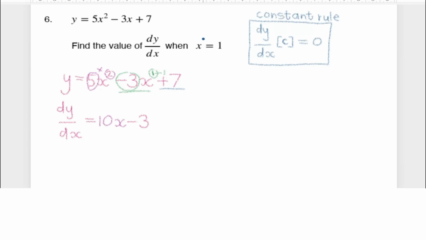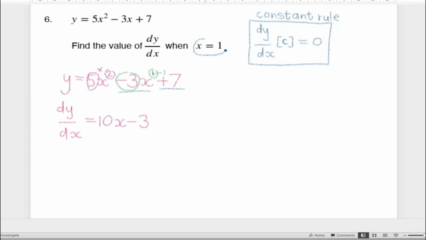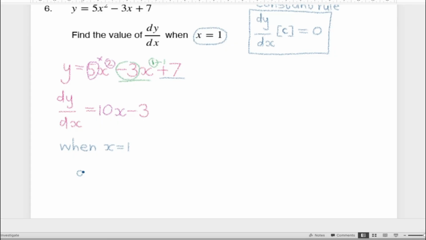Now we have to remember this part. Find the value of the derivative of y with respect to x when x is equal to 1. So what do we do now? We write down when x is equal to 1, then we substitute the value of 1 in place of x. So the derivative of y with respect to x when x is equal to 1 will be 10, and then instead of writing x, I will write a 1, minus 3. 10 times 1 is equal to 10. 10 minus 3 is equal to 7. So the answer is equal to 7.